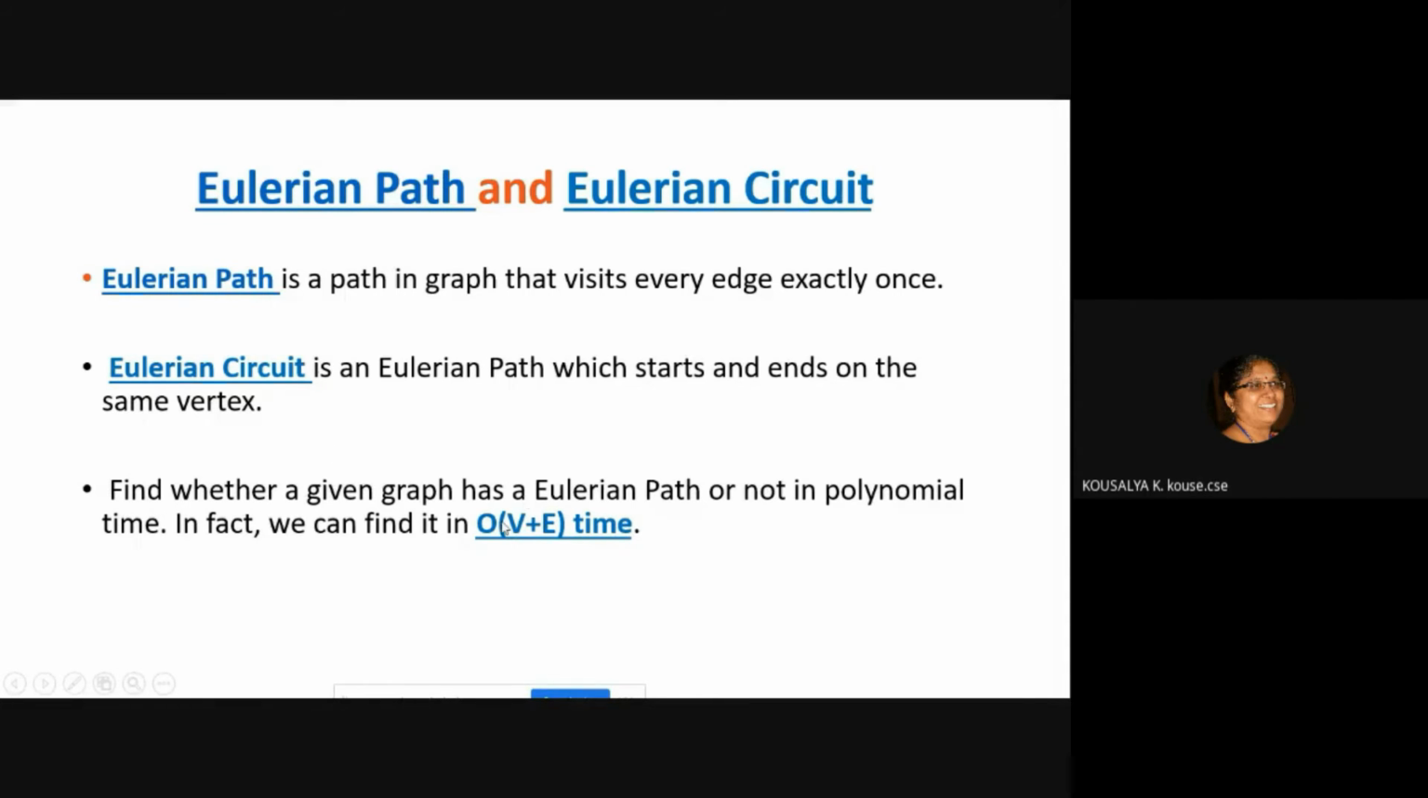The execution time of this one is order of V plus E. V is nothing but the number of vertices, and E is nothing but the number of edges. This is an application of the depth first search traversal. We already saw that the biconnected component is also an application of depth first search traversal.